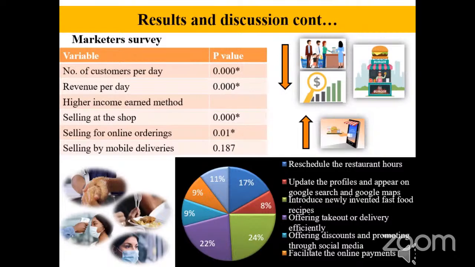During the pandemic situation, nearly 24% of the marketers were introduced newly invented fast food recipes, while 22% offering takeouts or delivery services efficiently as their strategies for consistent marketing to reduce the huge drop of the marketing of fast food items during the COVID-19 situation.